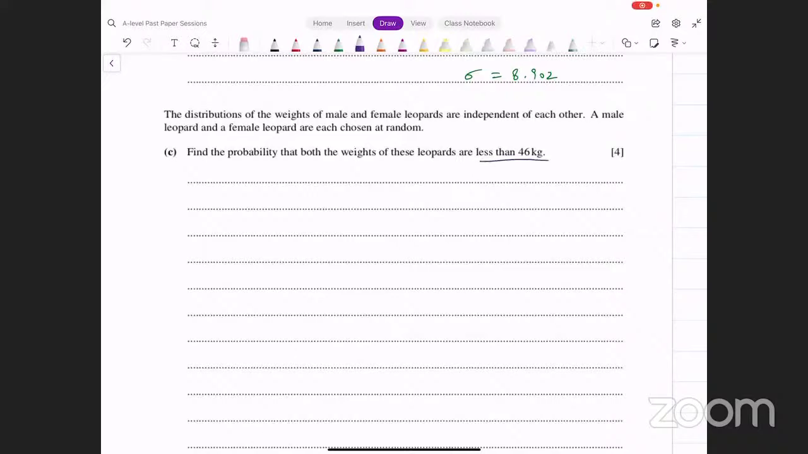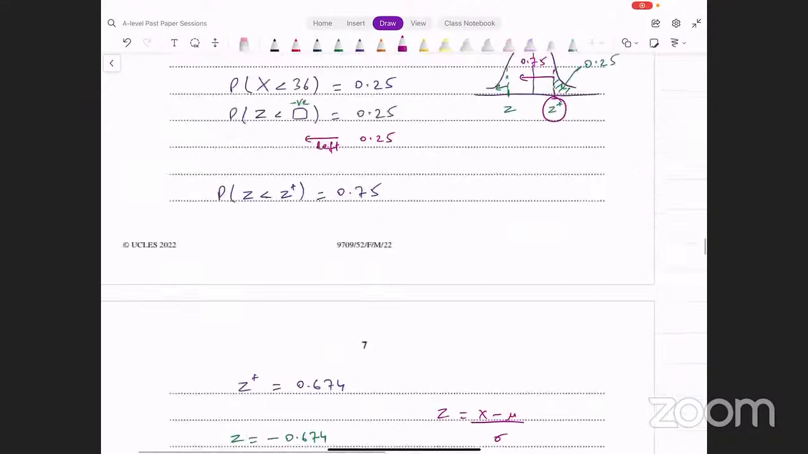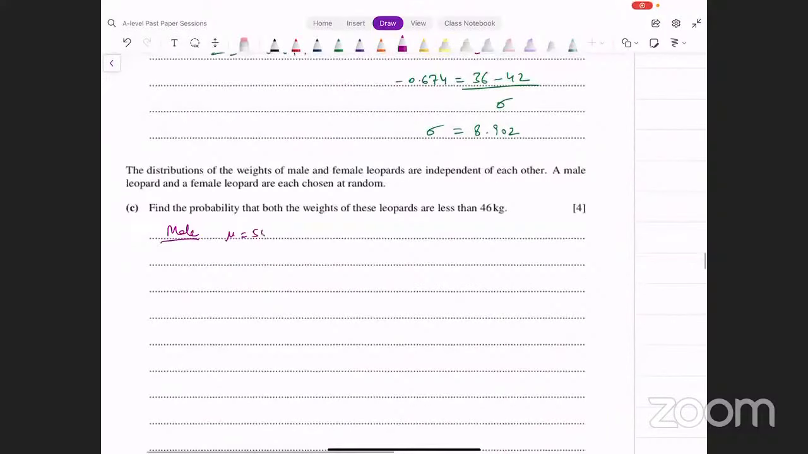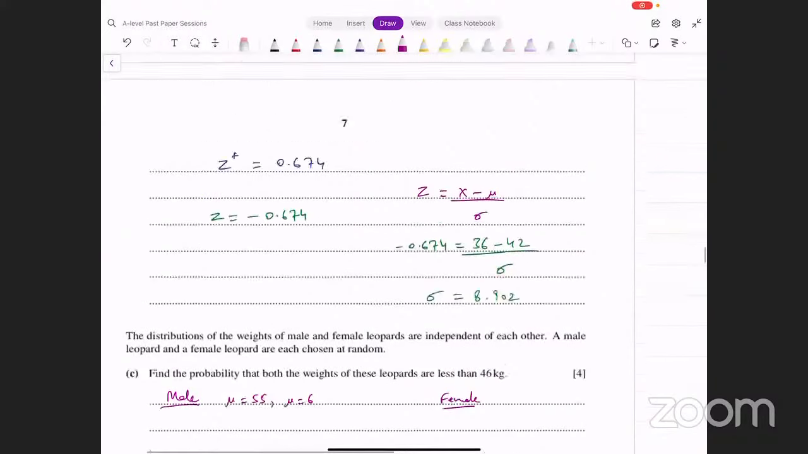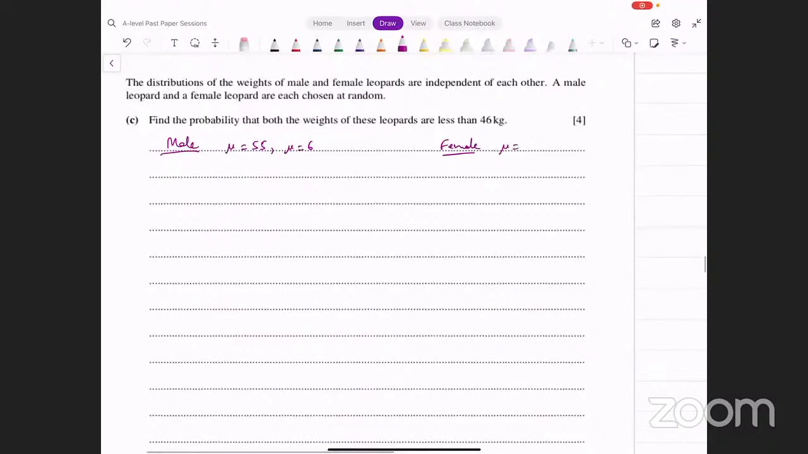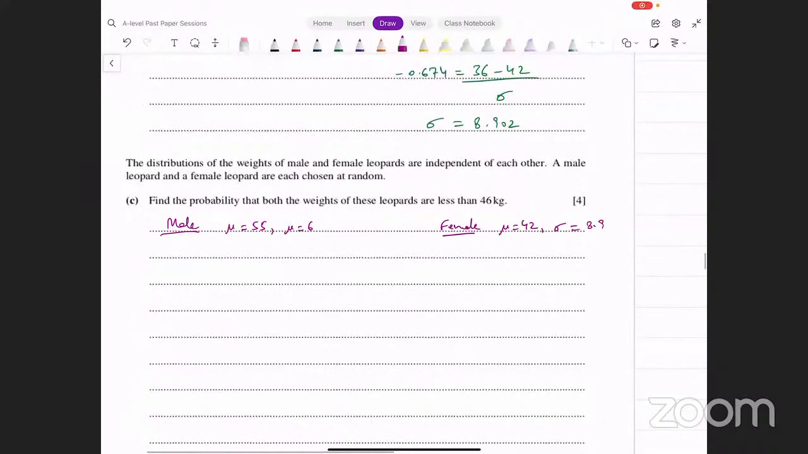अच्छा, सबसे पहले क्या find करना पड़ेगा, हमें दोनों की probability find करनी पड़ेगी individually कि 46 किलोग्राम से less weight की क्या probability. ठीक है, let's do it for males and females, both of them. Males की भी normal distribution थी, remember इसका mean क्या था? इसका mean हमारे पास था 55. Standard deviation was 6. For females, we had mean 42. And standard deviation we just calculated, that turned out to be 8.902.